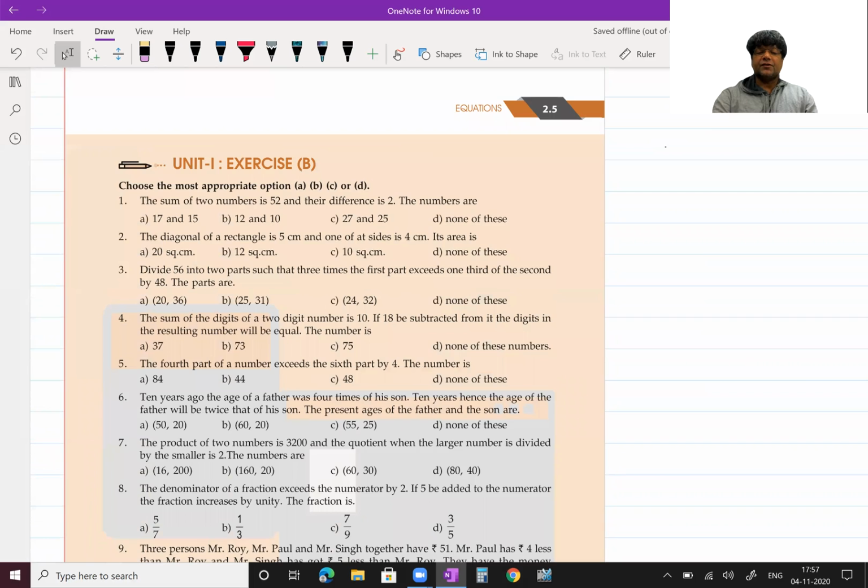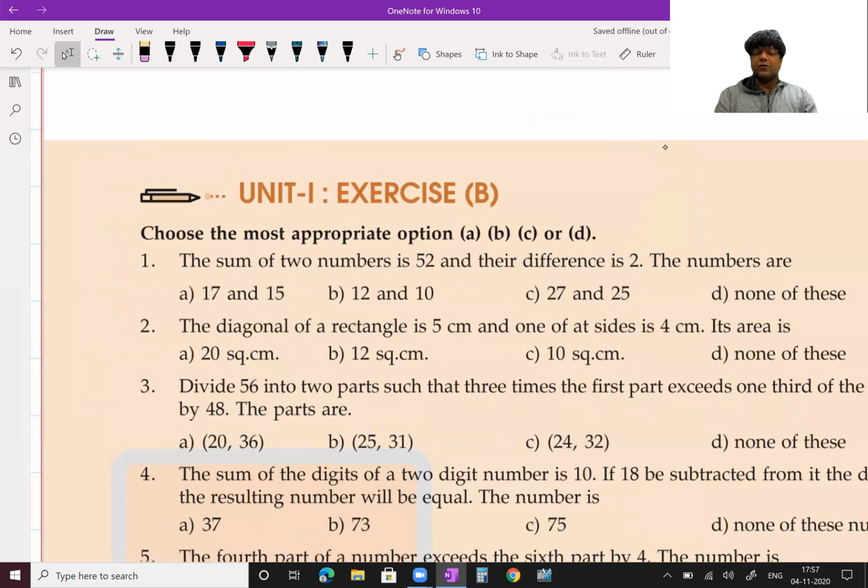How have I done? See, sum of two numbers is 52, their difference is 2. That means I will go to the options. I will check in which option adding we are getting 52 and subtracting we are getting 2. See here, 17 plus 15 is not 52, but the difference is 2. But this will not be the answer, because that option will be the answer which will satisfy all the conditions of the question. One condition, two conditions, not all the conditions of the question.